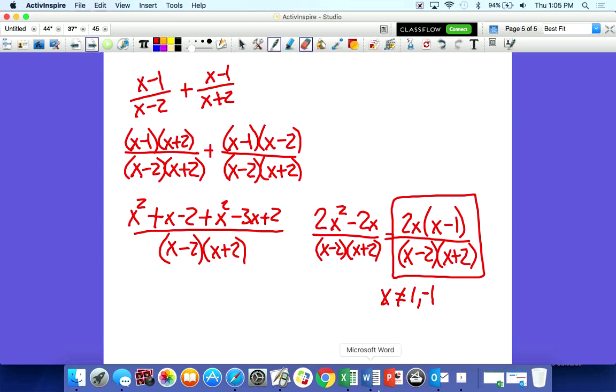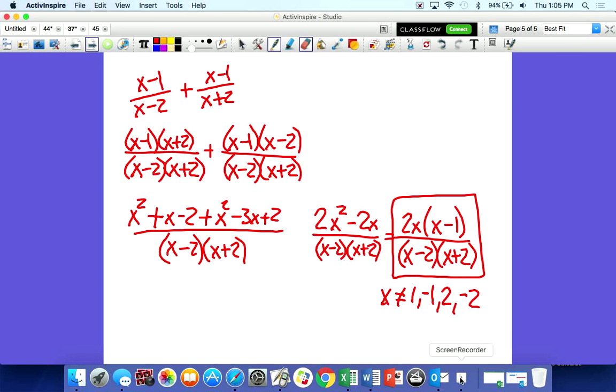Now, if you look at this process though, if you look at this answer, well, it looks like you can have more numbers that would make this undefined. If I put a 2 in here, that's going to give me a 0 on the bottom. So that's going to give me an undefined. Also a negative 2 would also give it as an undefined.